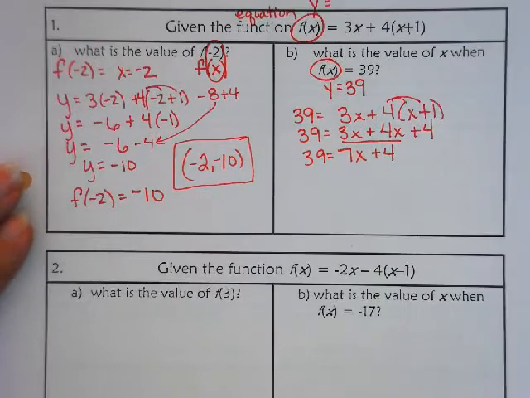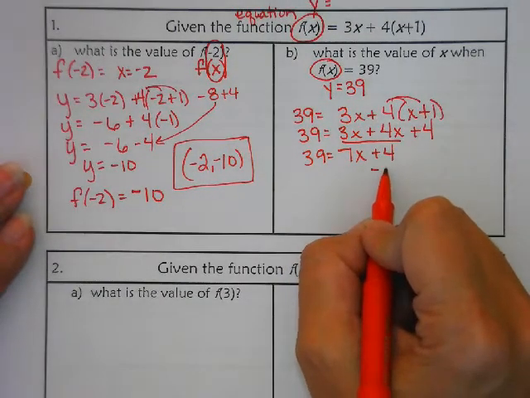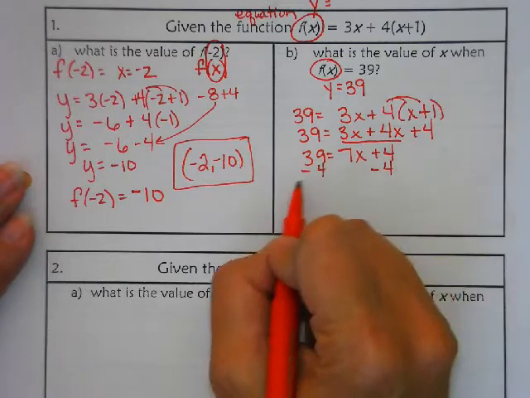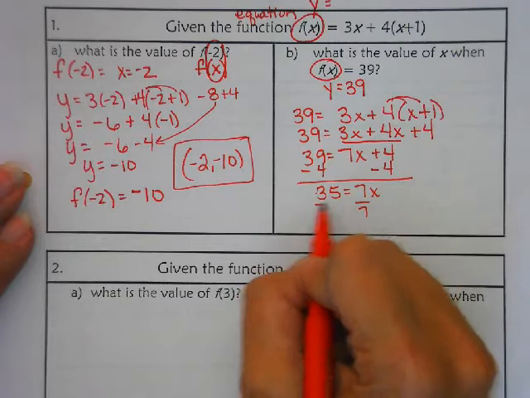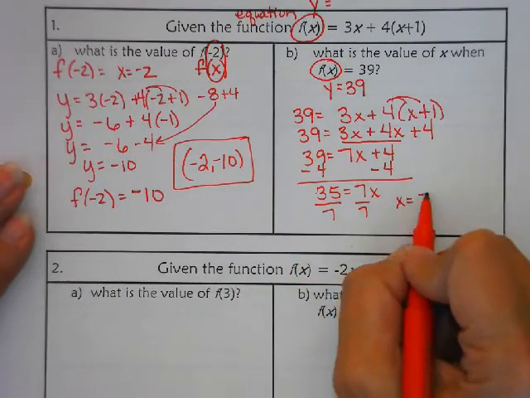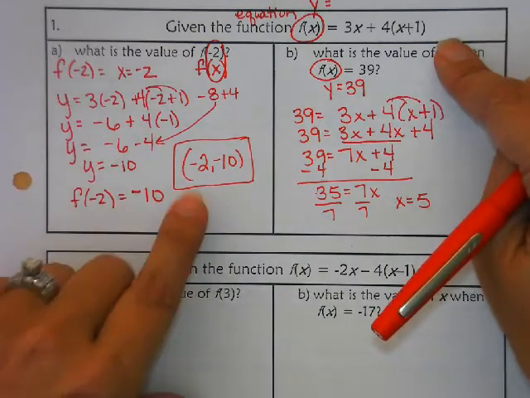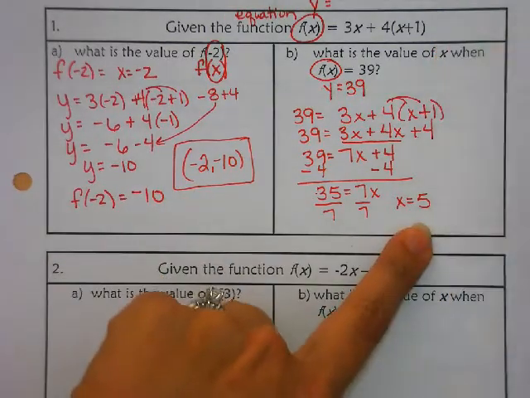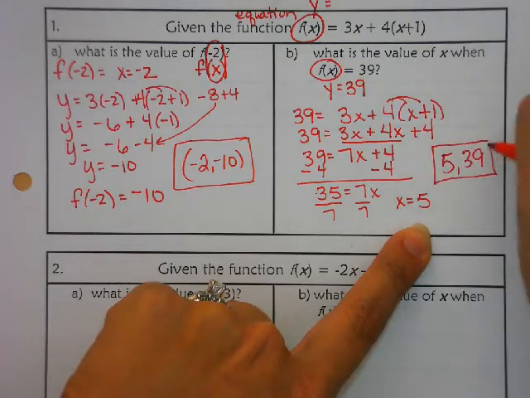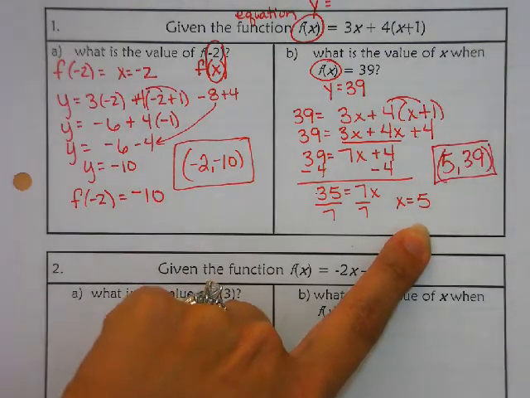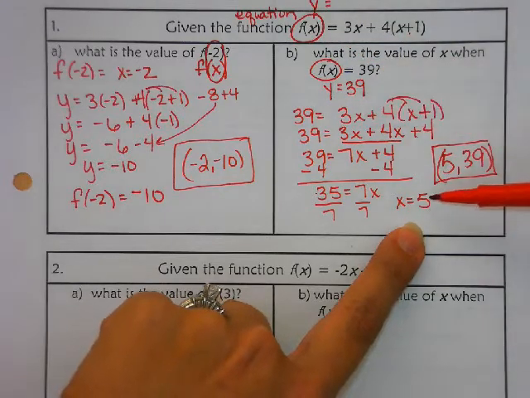Now what? Inverse, add, subtract. Not quite, but okay. Now inverse multiplied by 5. So x is 5. So that means that on this same line that has negative 2, negative 10, we also have 5, 39. Okay, so when y is 39, x is 10.